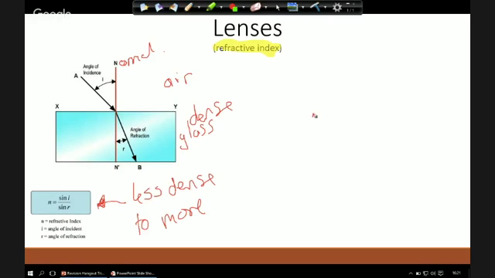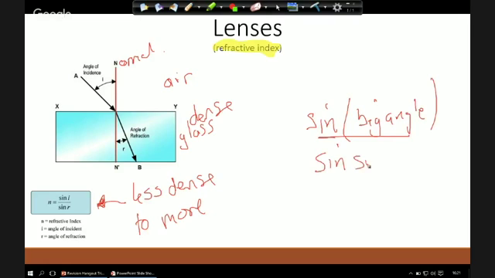Alex Forster helped me out with this one, gave me a good way of explaining this. We can think of this as sine of the bigger angle over sine of the small angle, if you can read my lovely handwriting there, is always equal to n, no matter whether it's going from more dense to less dense or less dense to more dense. Doesn't matter which way round, that equation will always work. But if you want to go the traditional way, this is the equation for less dense to more dense. Flip the sine i and the sine r for more dense to less dense.